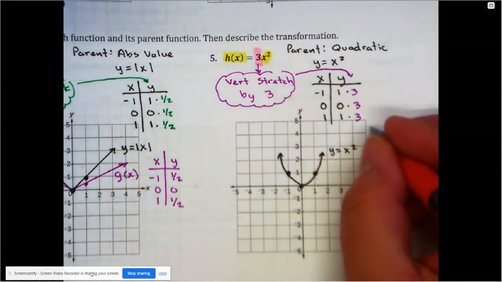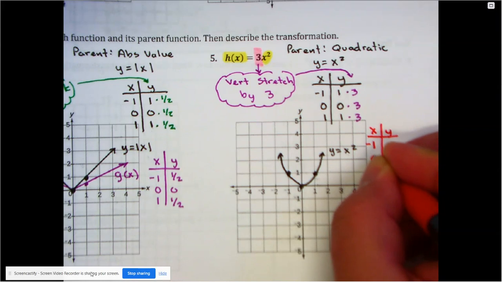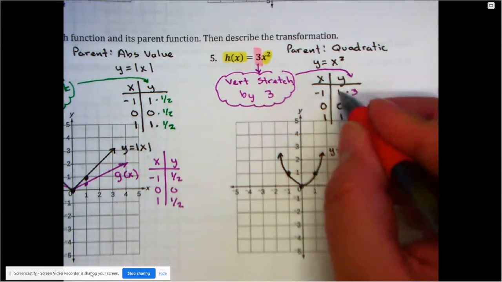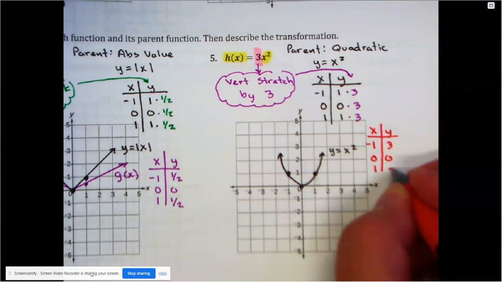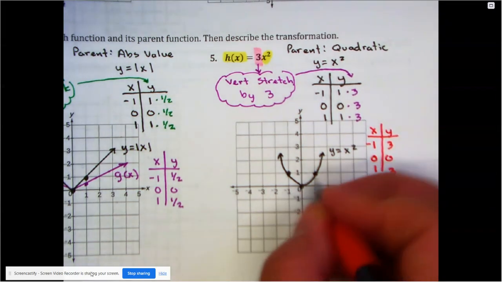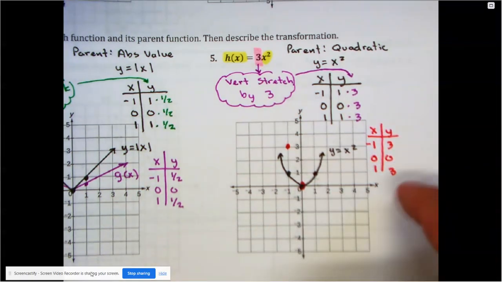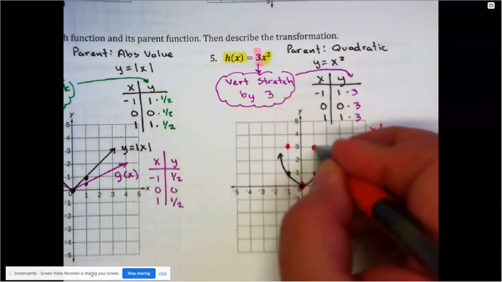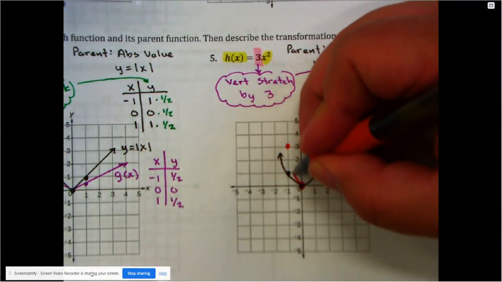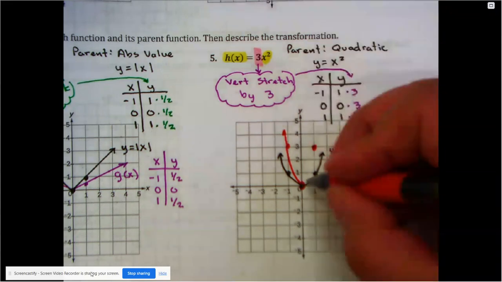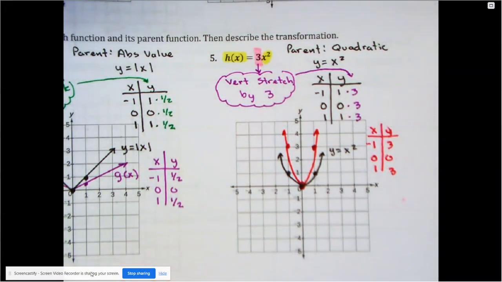I'll make my new little table if we need it, which is -1, 0, 1. And look at your new numbers. 3, 0, 3 again. So -1, but up 3, 0, 0 again, and then 1, 3. Remember, when you do a stretch, the graph compared to the parent is more narrow. Or, like I said, as some students sometimes say, it got skinnier than the original.